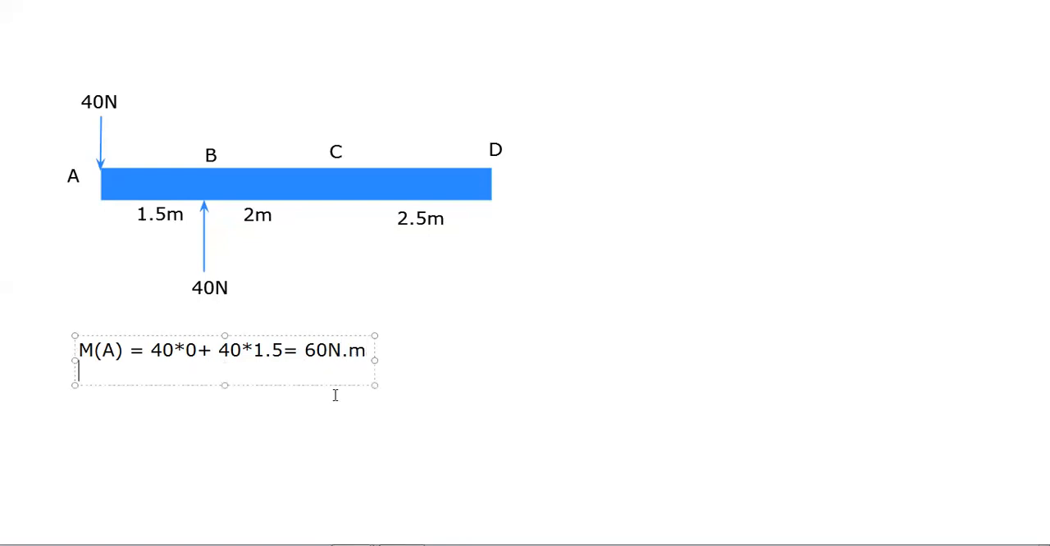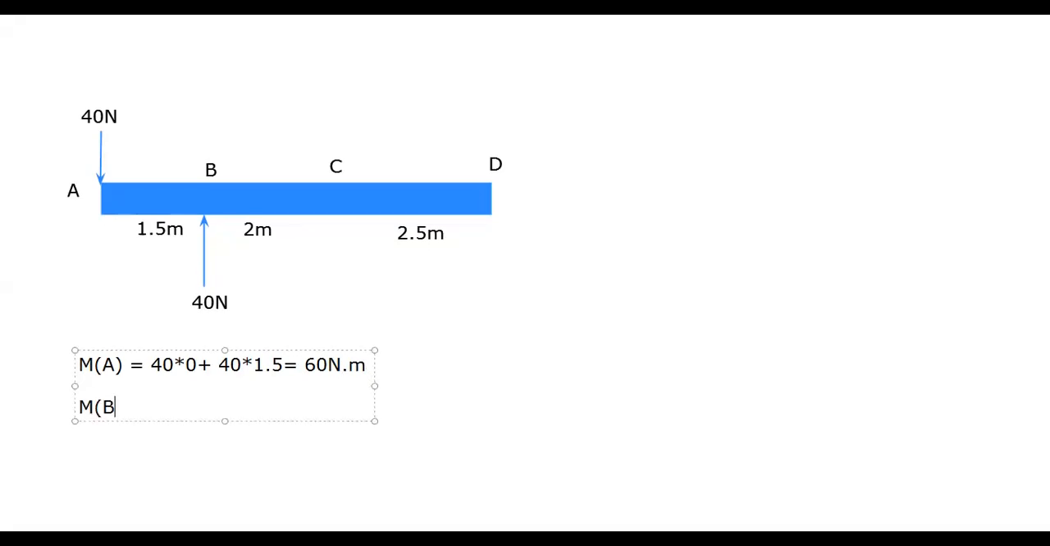Okay, now after that we'll again calculate the moment at point B. Moment at point B, which is equal to, now for this point B, again what will happen, that your first force, that is this 40 Newton, is creating the moment like this. It is creating the moment like this. Okay.